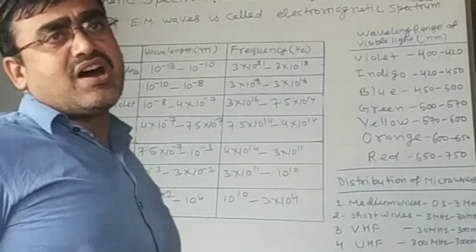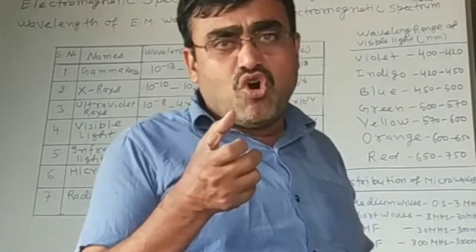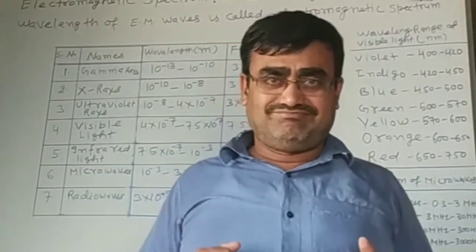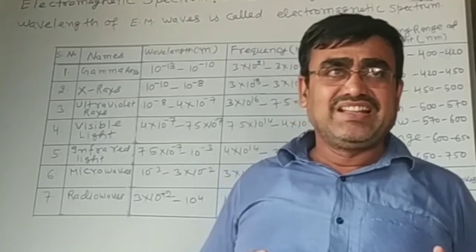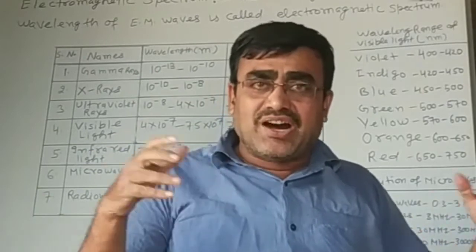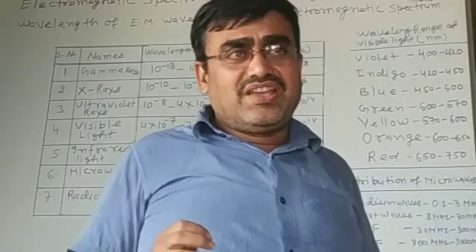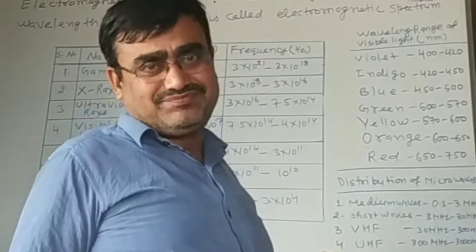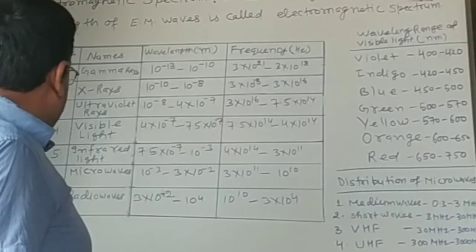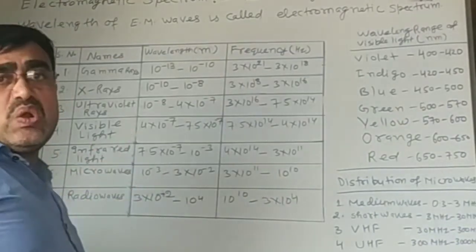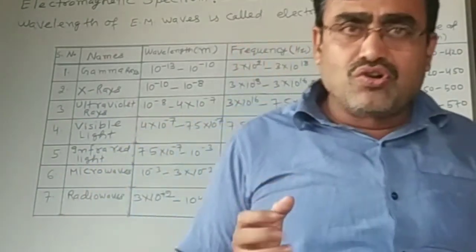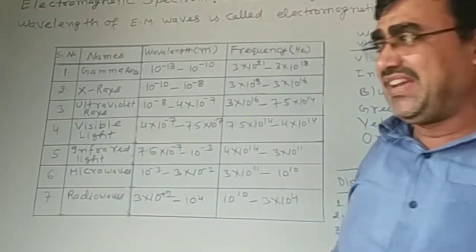Infrared light is used in the remote system of TV, VCR, AC and any other electrical equipments. It is used in long distance photography.